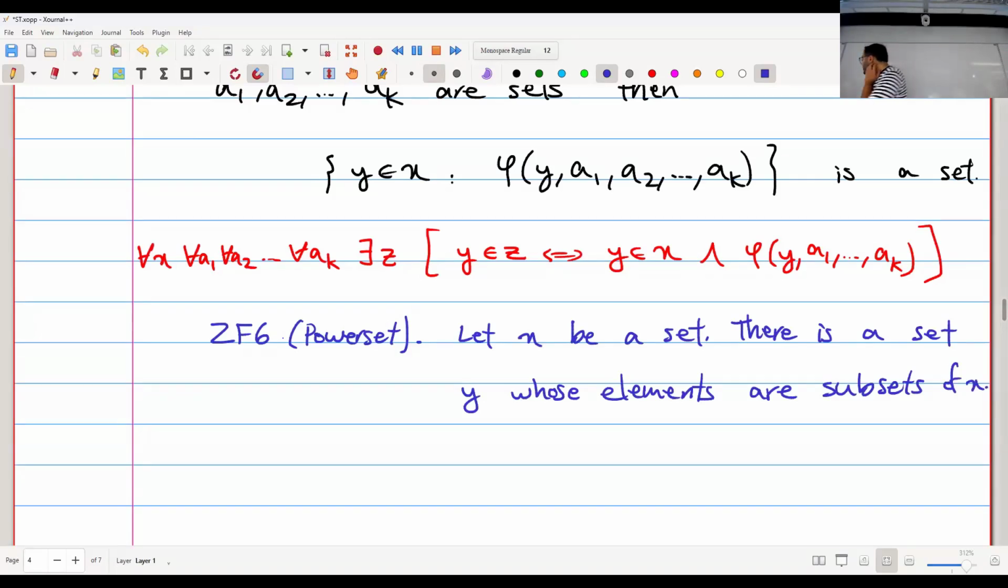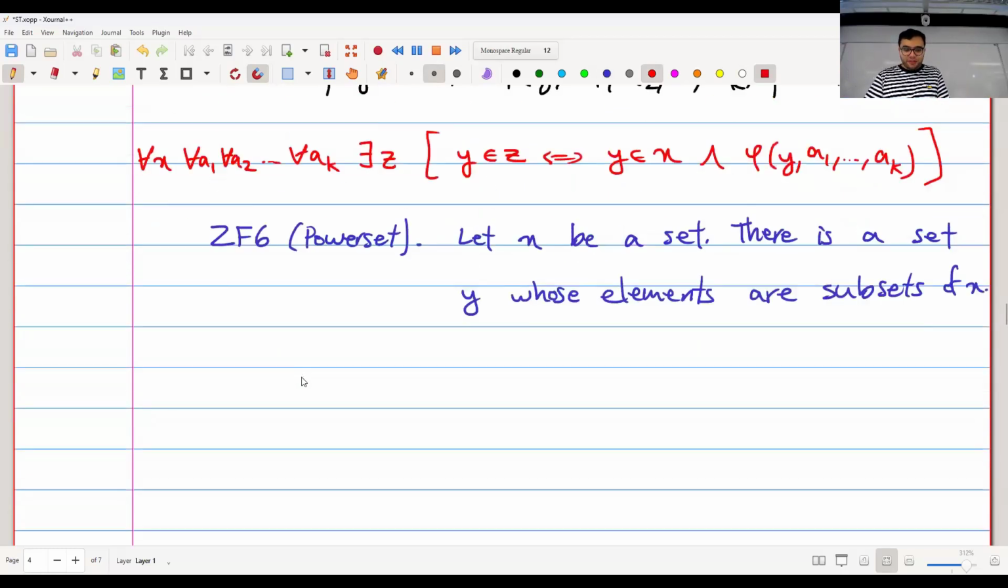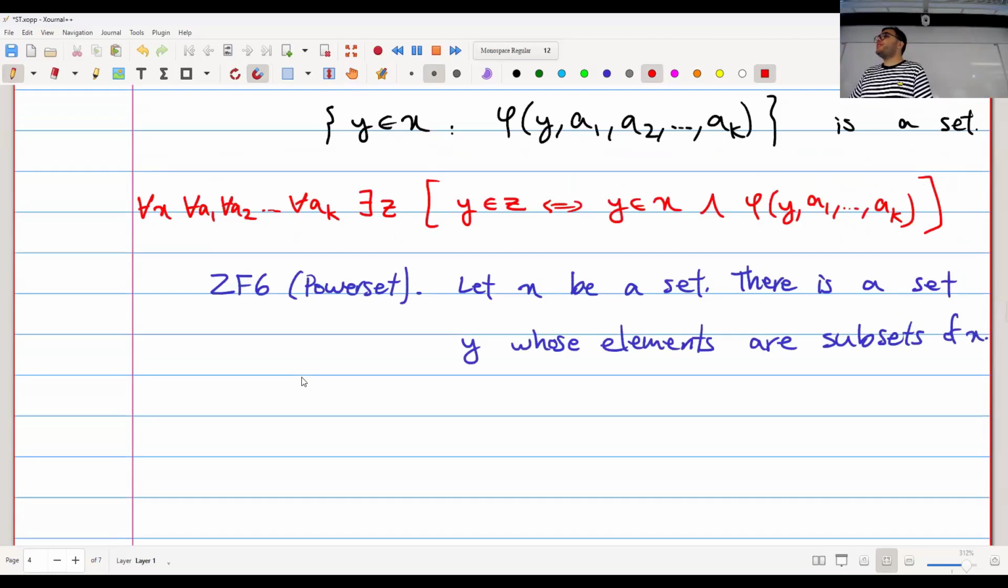But wait, we haven't defined subset. Okay. So in order to write this formally, I have to first give you a formal definition of subset in my language. Okay, so this is the definition. Whenever I write A is a subset of B, what I actually mean is that for every Z, Z is in A implies that Z is in B.